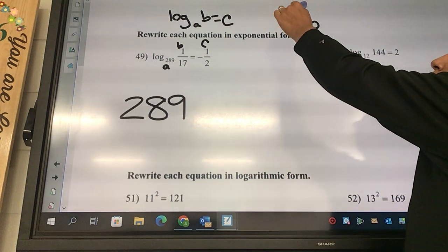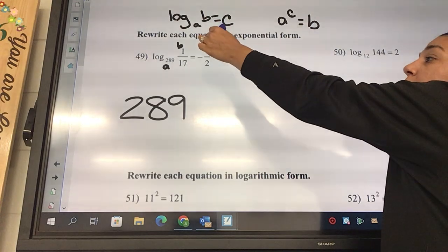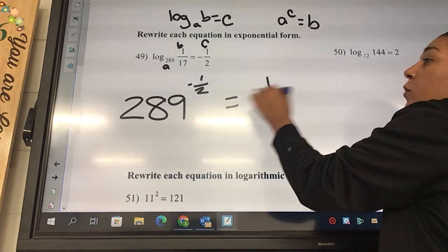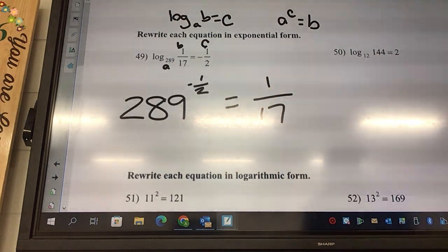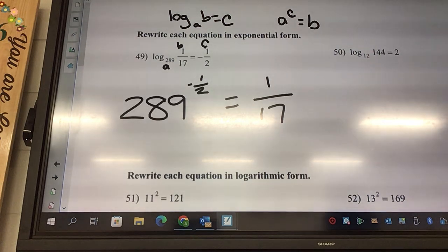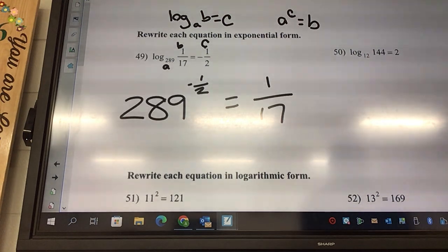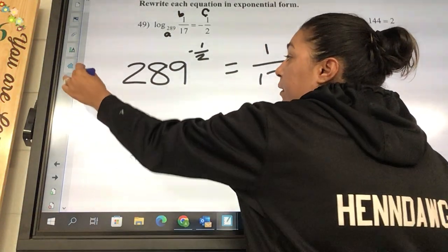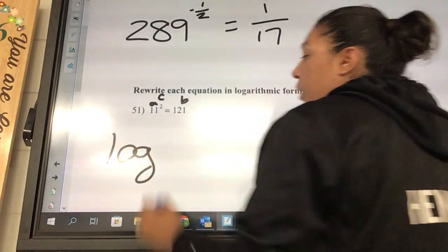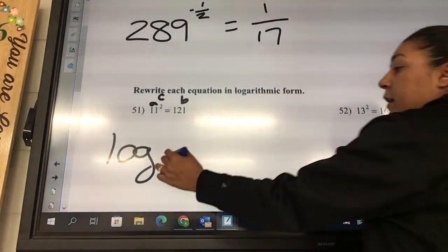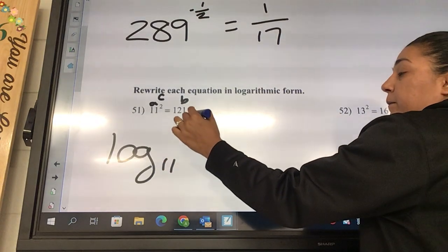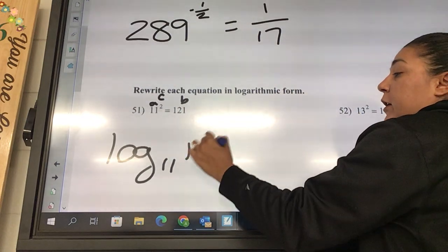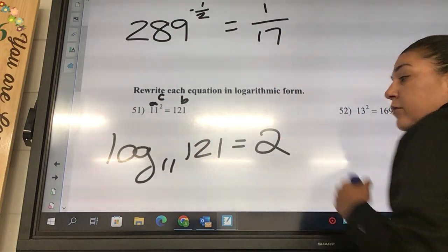Okay, we're right here, we're looking at the C, which is this one. So -1/2 equals the B. So 1 over 17. Okay, and I know that looks funny because it's fractions, but okay, this one we're rewriting in log form. Okay, so this is AC and B. Okay, so it's going to be log of what? 11, then what? 121 equals 2.